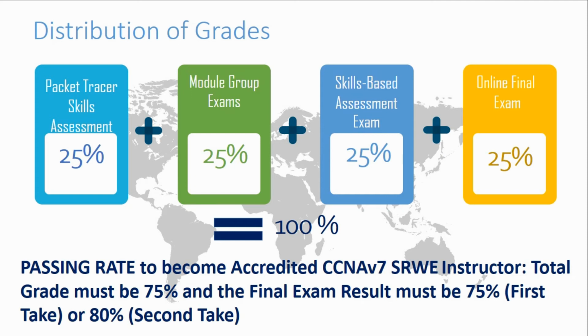So the passing rate to become an accredited instructor: your total grade must be 75% and your final exam result must be 75% during your first take. Okay? So again, to become an accredited instructor, your total grade must reach 75% and your final exam result must be 75% during the first take, or 80% for the second take.